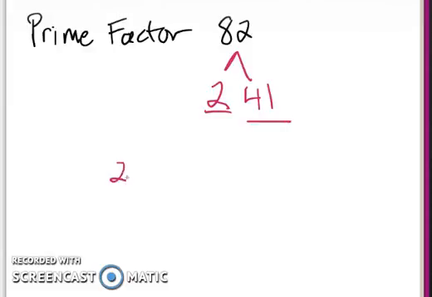So the prime factoring is just 2 times 41, and that's it. That one's a little easy, but sometimes they break down further and further.